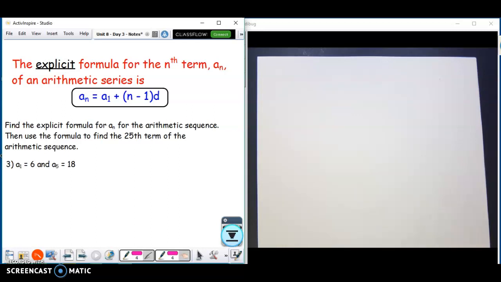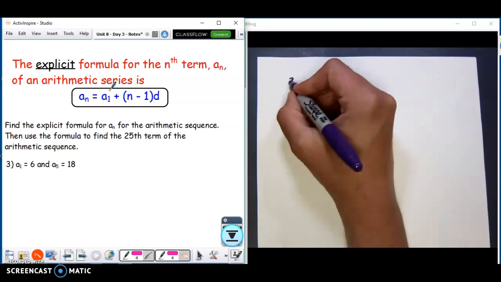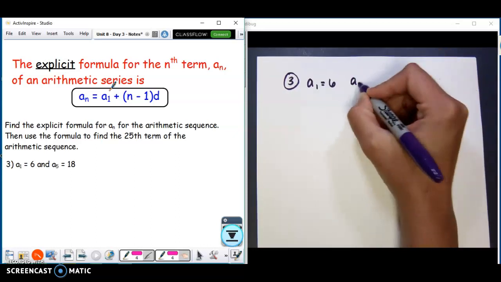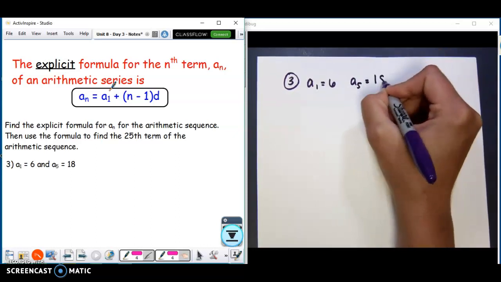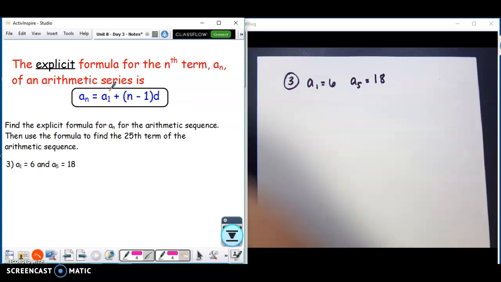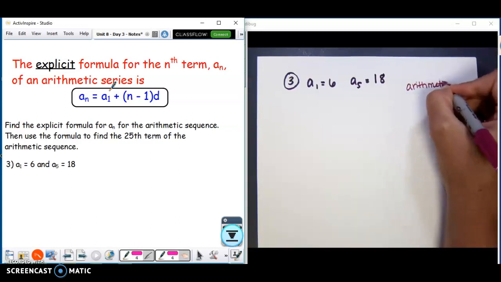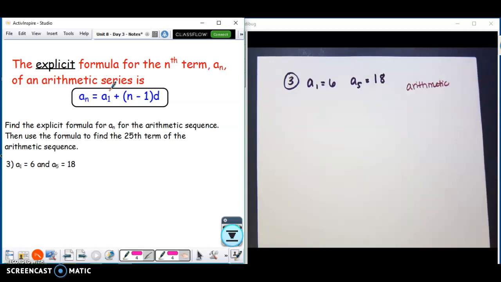So we want to find an explicit formula. So explicit formula is this formula. It's the formula on your formula sheet for a sub n for this arithmetic sequence. So they're telling you it's arithmetic, so you got to keep that in mind. And then we're going to use this formula to find the 25th term. Okay, so they're telling us a sub 1 is 6 and a sub 5 is 18. Okay, they did tell us that it's arithmetic, and they would have to give you this information for you to be able to do this problem.